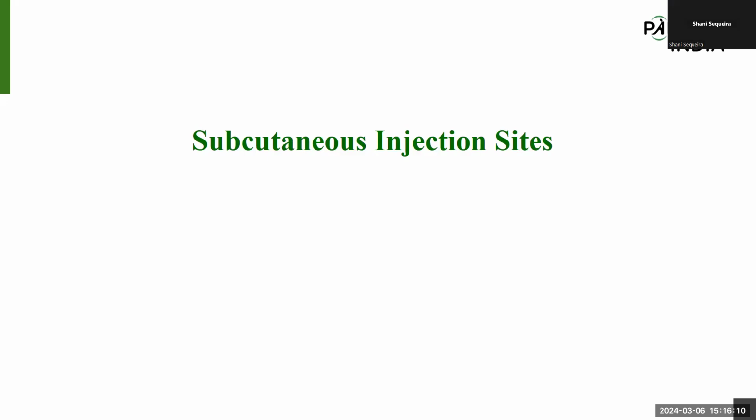On the subcutaneous injection sites, what are they? The upper arm, deltoid muscle. Lower abdomen, ma'am. Okay, abdomen region. Any other answers? The lateral aspects of the upper thigh. Okay.